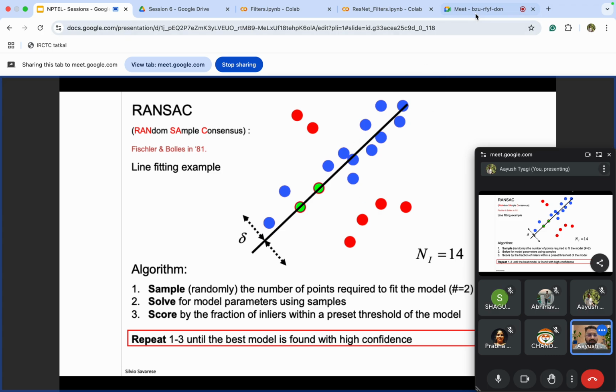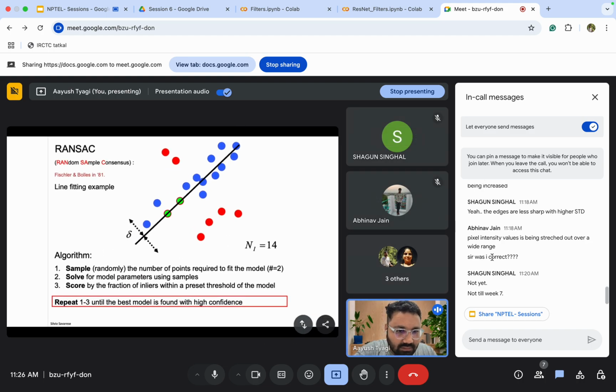I took a very quick pass, but I hope it's straightforward. You sample points, you fit a line on these 2 points, and based on the threshold you identify which are inliers and which are outliers, and you identify those points which have the maximum number of inliers. Make sense?